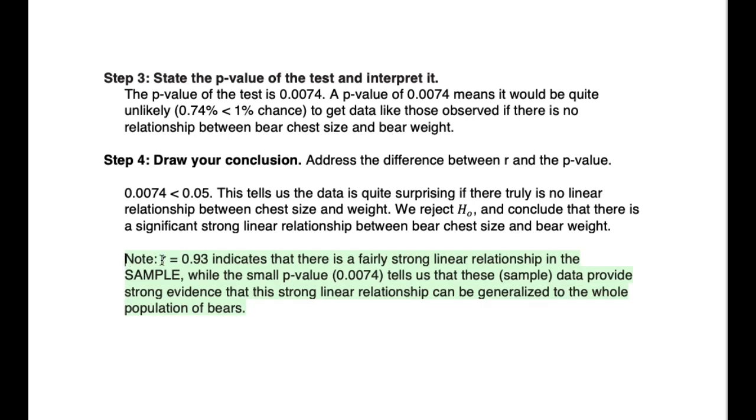Before we move on, I just want to note that R, which is approximately 93 hundredths, indicates that there is a fairly strong linear relationship in the sample, while the p-value of 74 ten-thousandths tells us that these sample data provide strong evidence that this same strong linear relationship can be generalized or inferred for the whole population of bears. One last question. Since there is evidence of a linear relationship in the population, use the regression line to find the best predicted weight of a bear with a chest size of 44 inches.